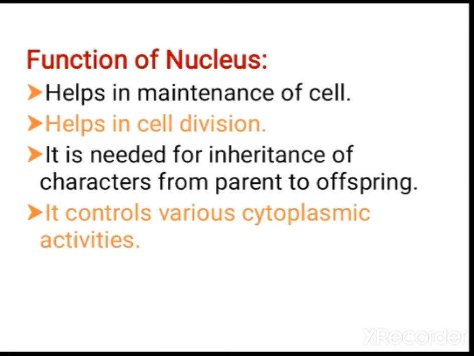What are the functions of the nucleus? It helps in maintaining the cell. It helps in cell division, and normally during cell division it disappears and it is reformed again. It is needed for the inheritance of characters from parent to offspring. It controls various cytoplasmic activities. During cell division, the nucleus does not disappear fully, only the nuclear membrane disappears and the chromosomes will be there in the cytoplasm. So you cannot see the nuclear membrane, that's why the nucleus won't be visible, and it is reformed again at the end of cell division.